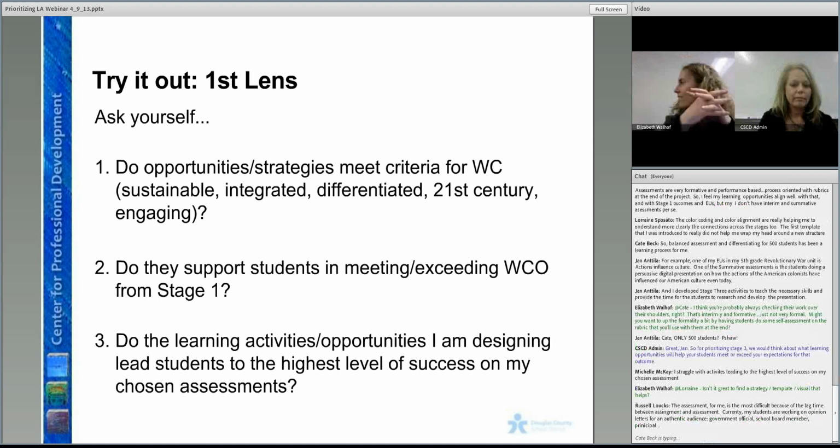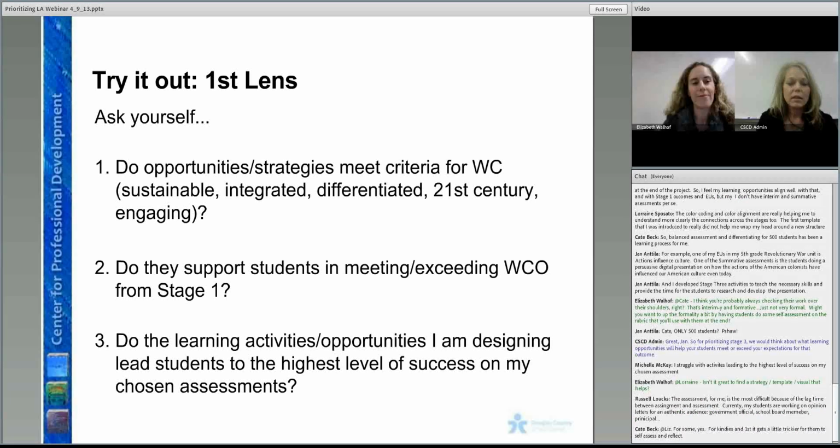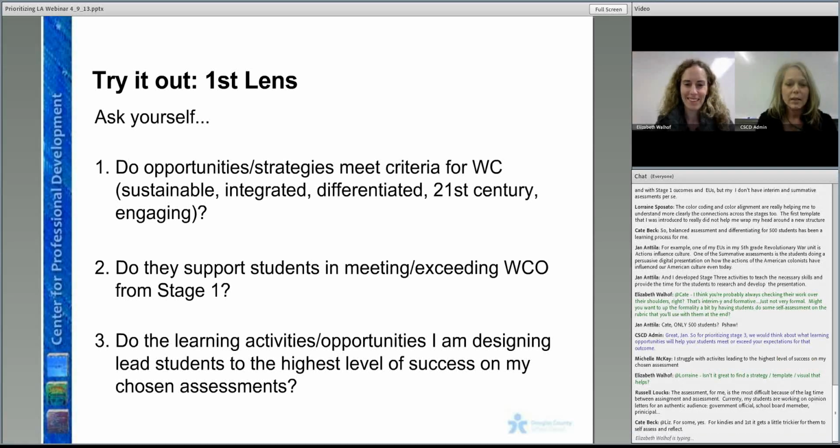Do you want to talk through this a little bit, what you've been hearing? Yeah, so I see a lot of talk in the chat about alignment, about making sure that we are aligning stage 1, 2, and 3. Jan mentioned a wonderful strategy of color coding, especially if you've done emergenetics and you have a lot of green in your brain. That makes a ton of sense to you.